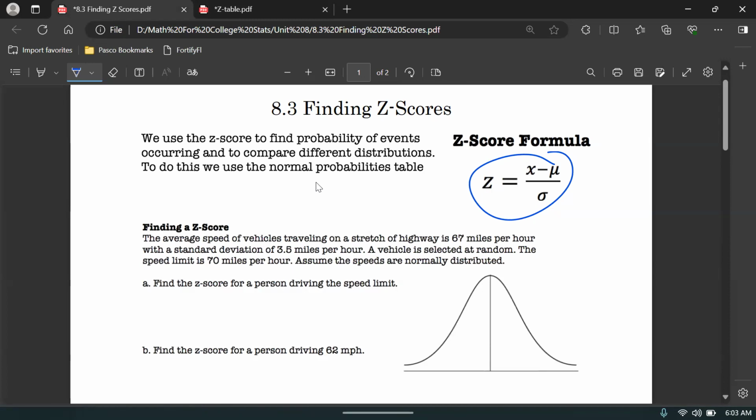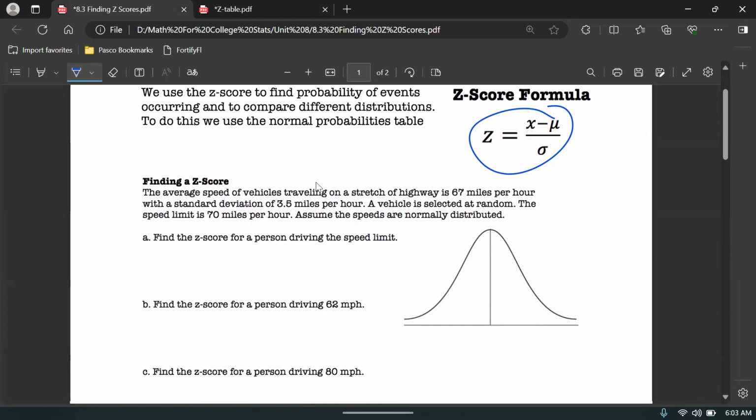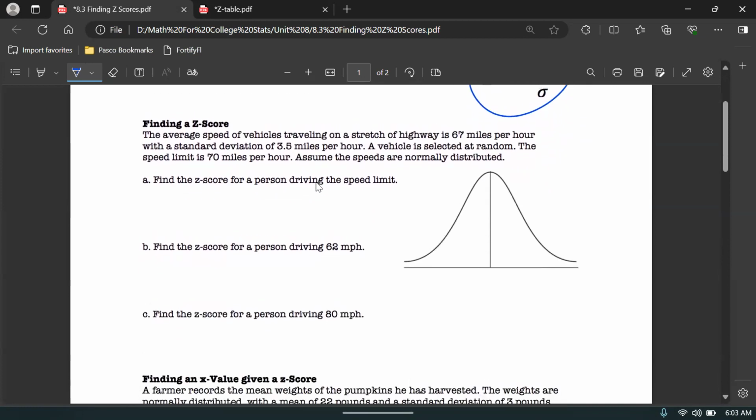It's a pretty simple formula. It's very nice, very useful. So as you can see, this distribution here, let's draw it out. It said that the average speed was 67 miles an hour. Now the standard deviation was 3.5. So one standard deviation would be at 70.5, right? This would be 74. This would be at 77.5.